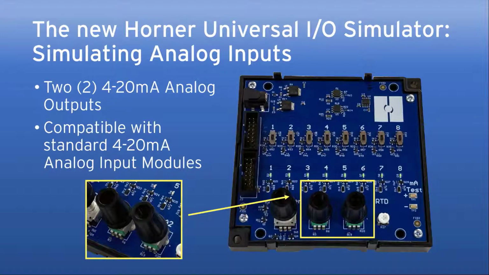It also prevents you from having to change your I/O configuration from the point at which you are doing your testing to the point at which you need to put something in the field. If you do have to make a modification to your I/O configuration, that's another opportunity for an error because you could forget to do that, for instance. So again, we've got 2 4 to 20 milliamp outputs that are compatible with just about any standard 4 to 20 milliamp input modules.